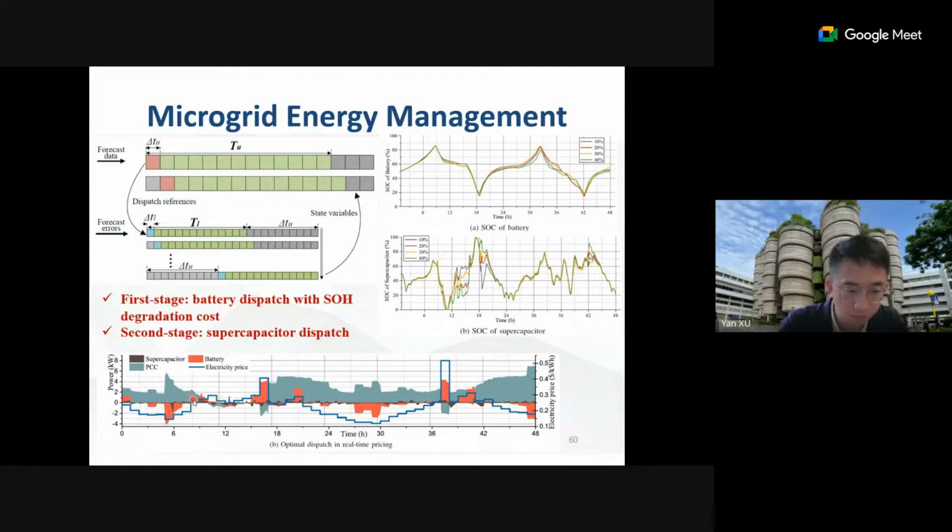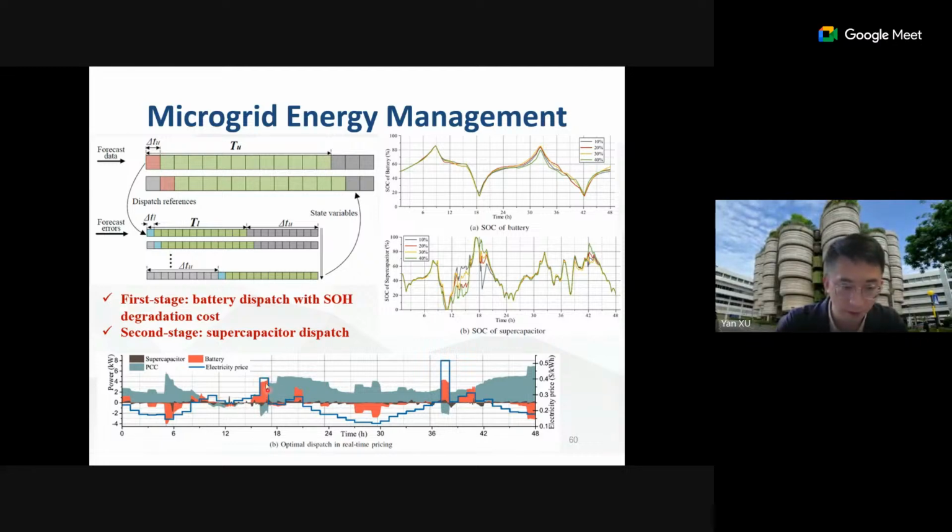And sometimes we even sell the electricity back to the main grid. So you can see here during this period, when the price is high, we are actually exporting the power back to the grid through this point of coupling. And you can see that the battery and the supercapacitor, they are discharging, right? They're discharging. And this is another example.